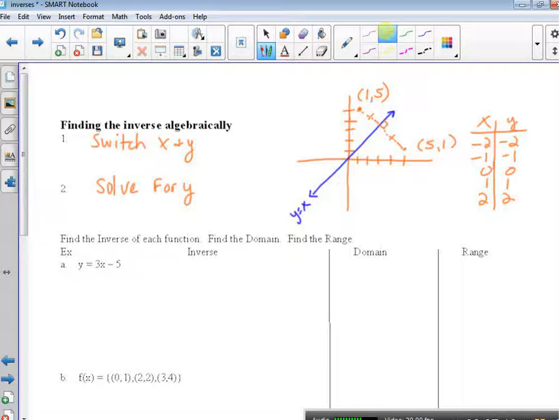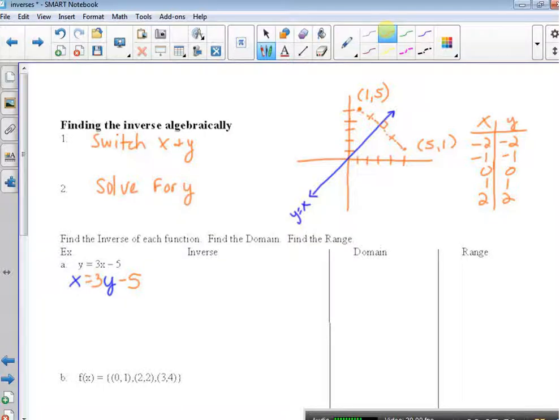That's why we say algebraically you switch the x and y, and then for the algebra part you solve for y. So find the inverse of each function, find the domain, find the range on the examples. y equals 3x minus 5. So you literally switch. So I'm going to put the x, and I'm going to put the y. So I'm literally going to switch them. So I'm putting the x first and then the y second. And then minus 5. So that's really the inverse.